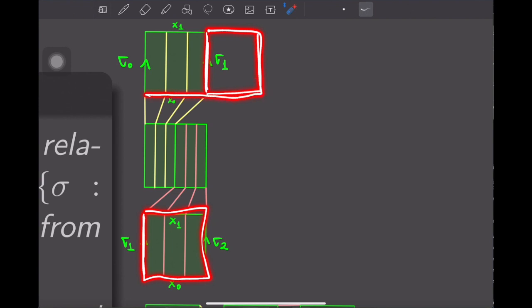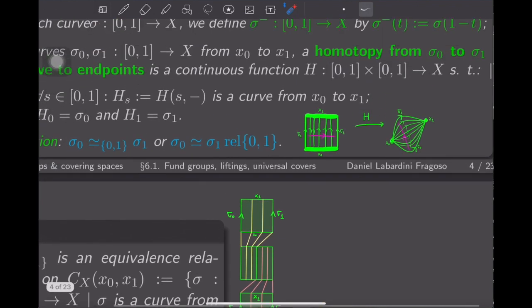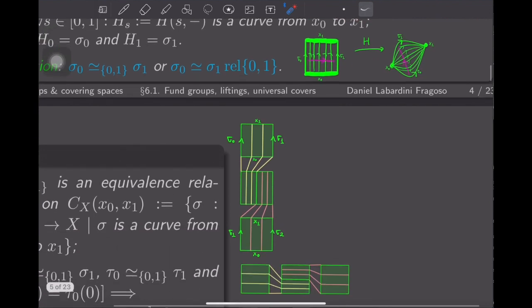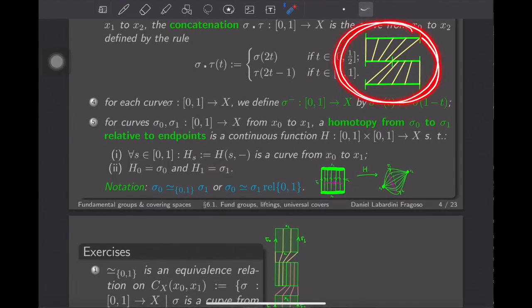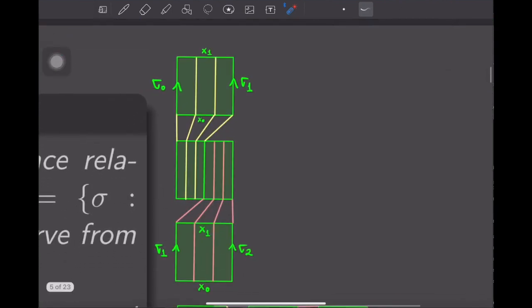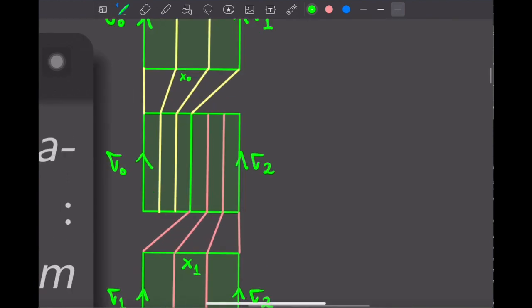But then I remember that I'm really in the formal definition. I'm not allowed to do that. I have to define things just from the unit square. So I proceed in a similar manner to how I proceeded here, and that is illustrated in this diagram. So the homotopy from sigma naught to sigma 2, so transitivity.